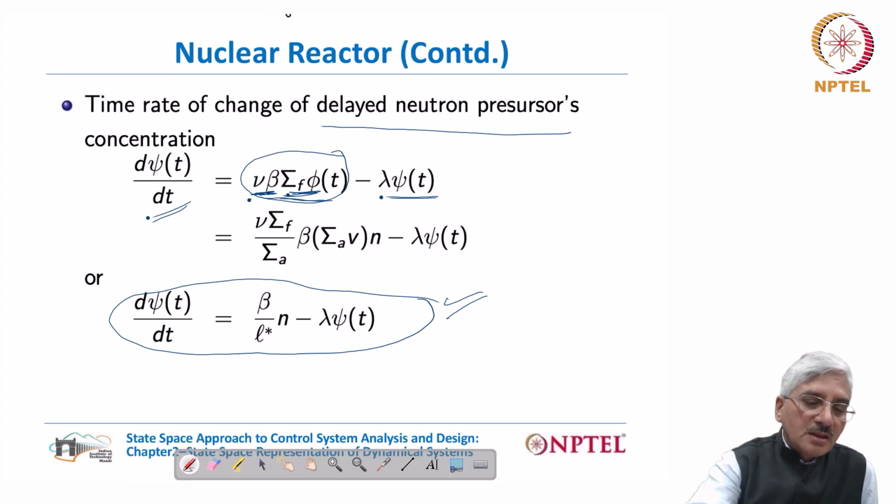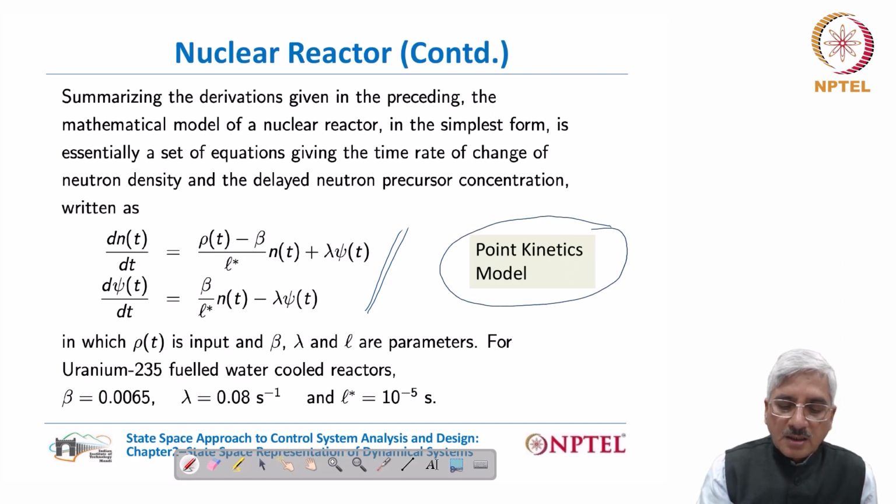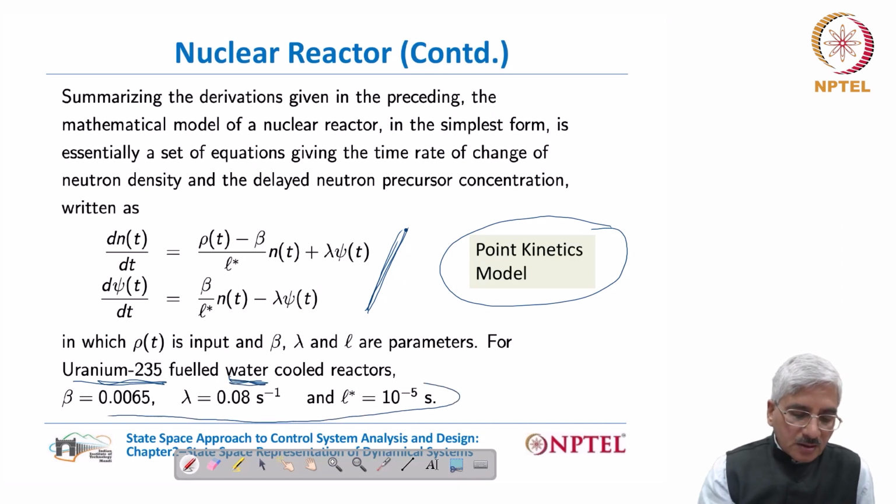However, they are non-linear, so we try to linearize them. Of course, I have rewritten these equations here, and in the nuclear domain these are called the point kinetics equations of a nuclear reactor. This can be a starting point for a control engineer. Usually for a uranium-235 fueled reactor with cooling by water, the values of parameters are something like this.